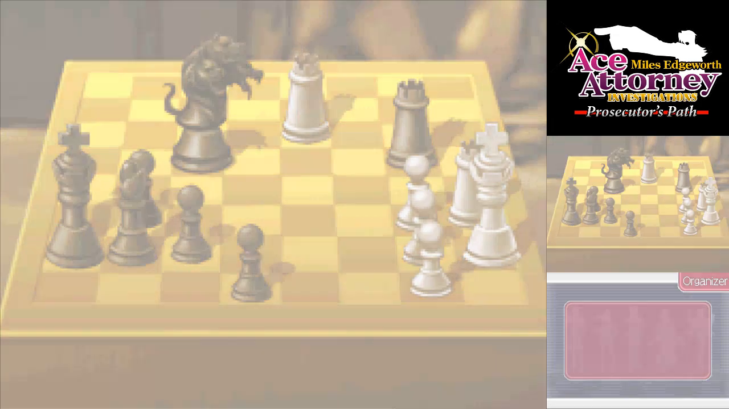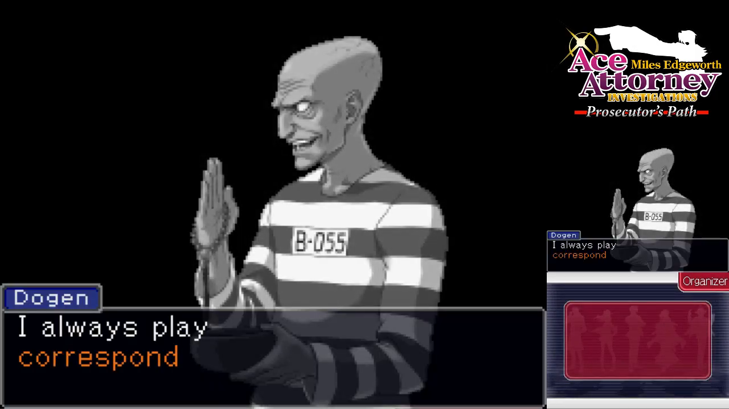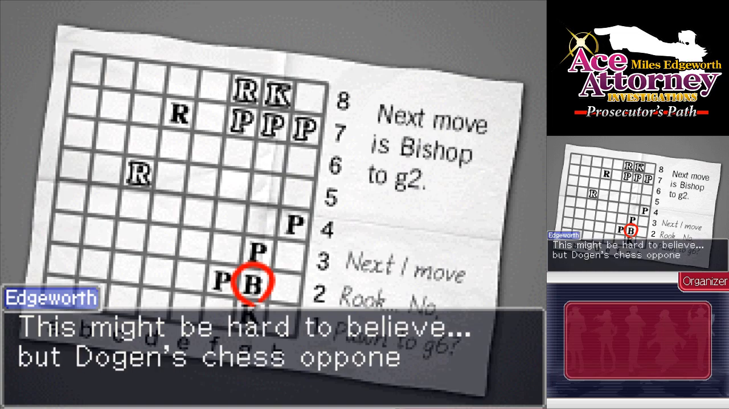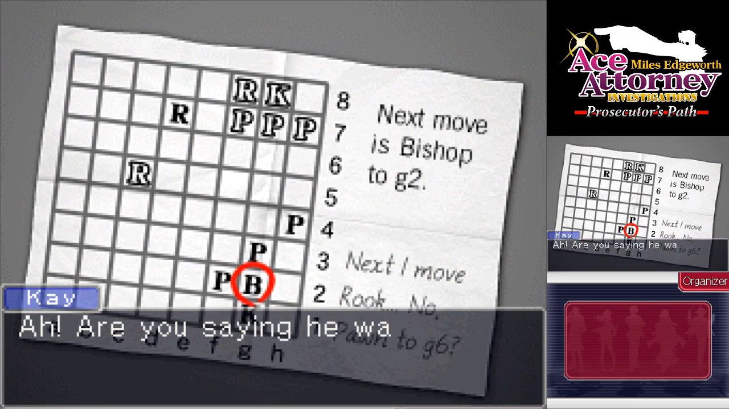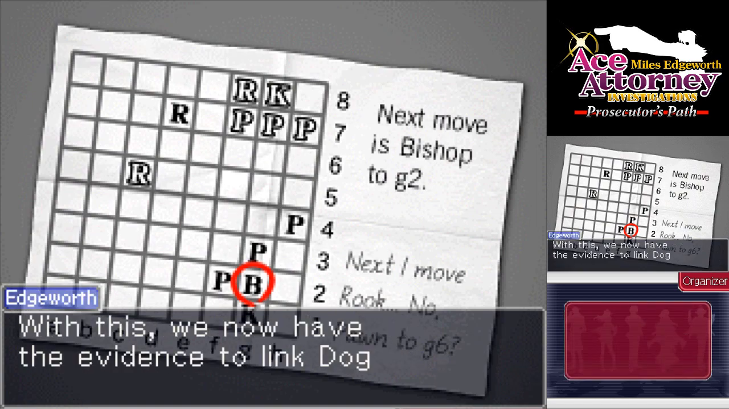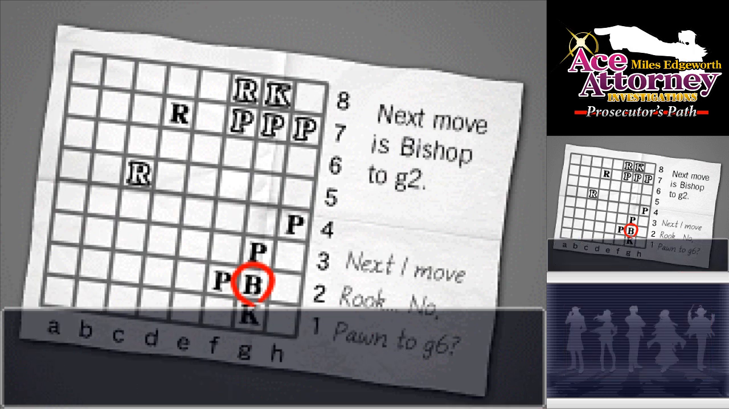But what's going on here? I always play correspondence chess. This might be hard to believe, but Dogen's chess opponent was... Are you saying he was playing against Mr. Knightley? With this, we now have the evidence to link Dogen with the victim.